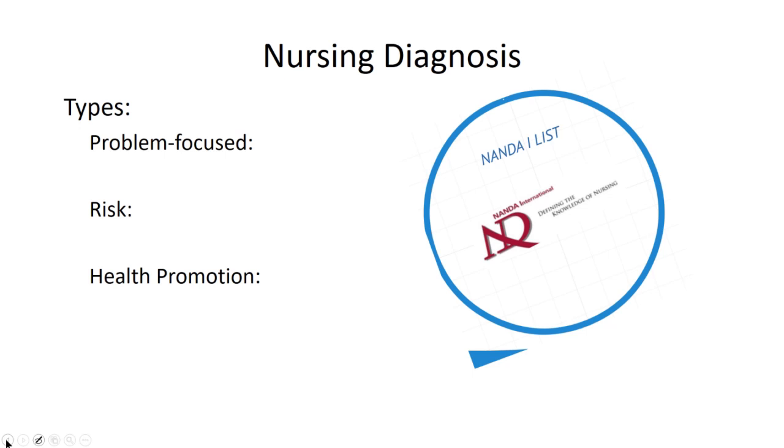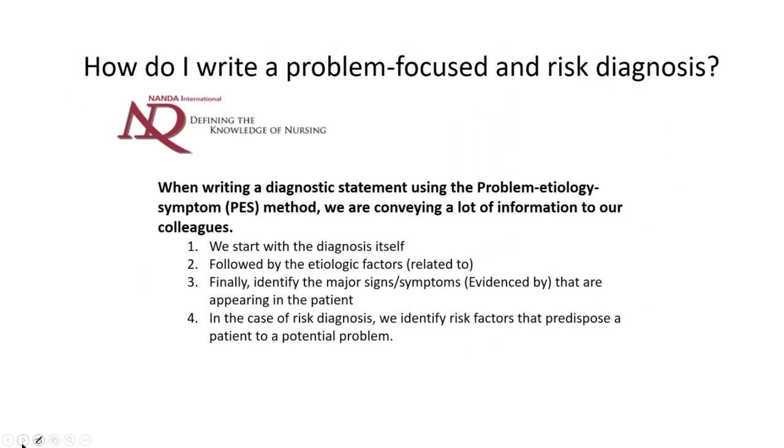And then the other type is health promotion. This is when the patient is motivated and has a desire to be healthier. What we usually use for these is a readiness for enhanced, whether it's knowledge, whether it's coping, whatever you put in, but they're enhancing whatever they know. So that's health promotion. So there are three types. They have a problem. Another type is at risk. If they don't do anything, they will develop a problem. And the third type is health promotion. Let's make them healthier. They're ready to get healthier.